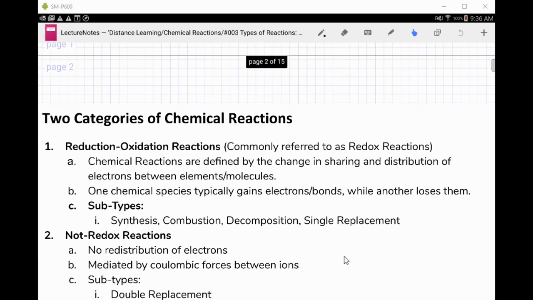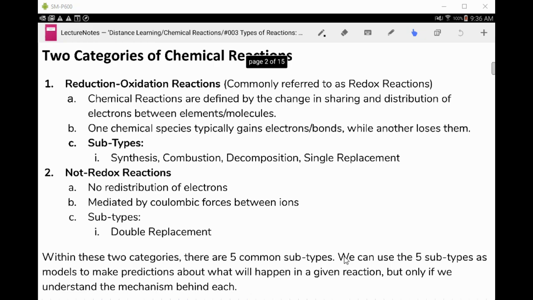So as we begin, reactions themselves fall into two broad categories first. We have what are called reduction and oxidation reactions. Those are usually referred to as redox as a shorthand term. Redox reactions are characterized by the changing in the way the electrons are shared or distributed between different elements and molecules. We know that a chemical change occurs when the bonding is changed, so redox reactions are directly related to that. One of the elements or molecules or species is obviously going to be gaining some electrons, or sometimes it just means that it's forming additional bonds, and as a result, something else is going to have to lose them.